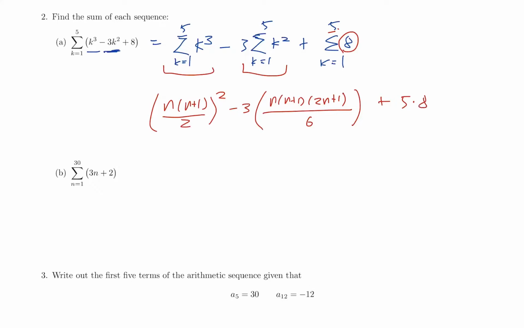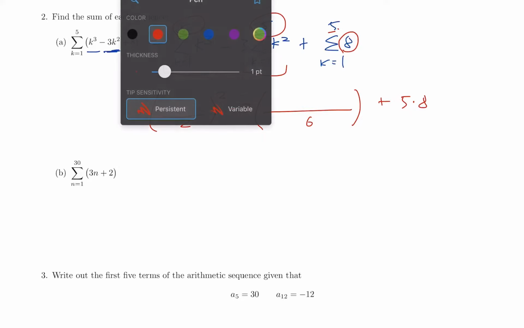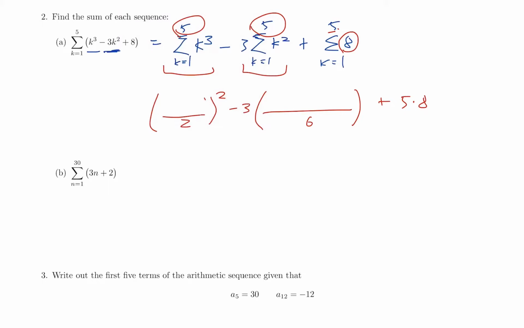So here, instead of n, we just need to plug in 5 since we're only adding 5 terms. So I'm just going to erase n and replace it with 5. So 5 times 6 over 2, because it would be 5 plus 1. And it'll be 5 times 6 times 11 over 6. So let's simplify a little bit. This is 15 squared, minus 3 times, the 6's cancel out, so it'll be 15 times 11, plus 40.